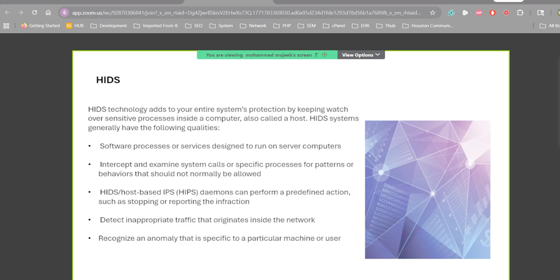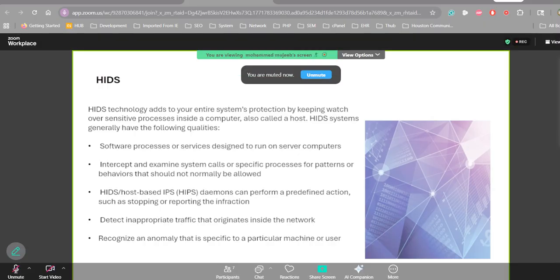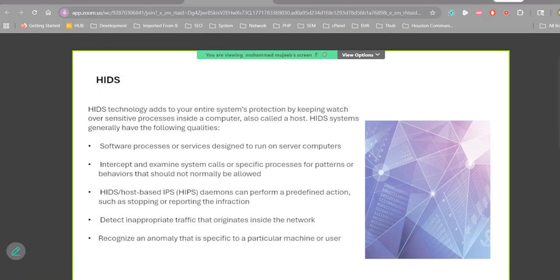HIDS systems generally have the following qualities. Software processes or services designed to run on server computers, intercept and examine system calls or specific processes for patterns or behaviors that should not normally be allowed. What does that mean? Can you give me an example of that?